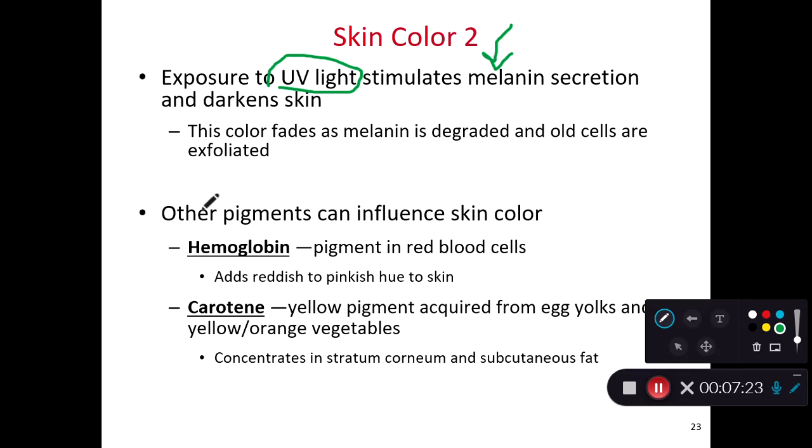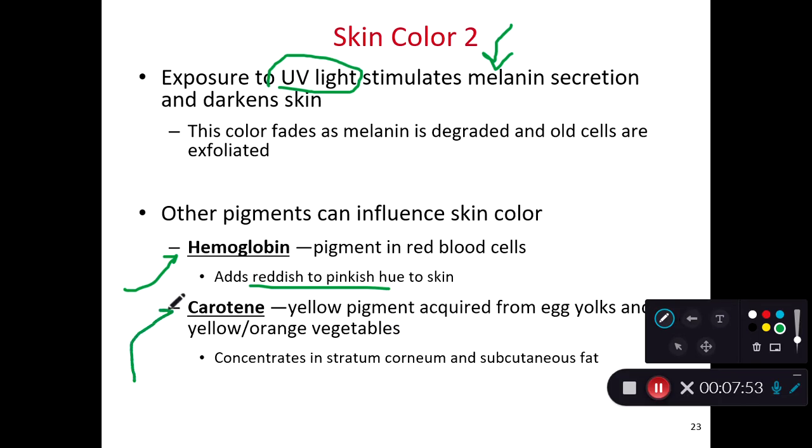Now, there's other things that influence our skin color other than just melanin. We have hemoglobin within our erythrocytes, within our red blood cells. Hemoglobin has iron in it, and the iron, particularly iron plus oxygen, iron 3 oxide, is going to have a reddish pigmentation to it and can add a red or pink hue to our skin depending on how much our superficial blood vessels are dilated.